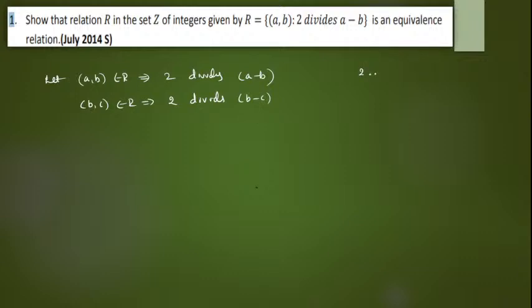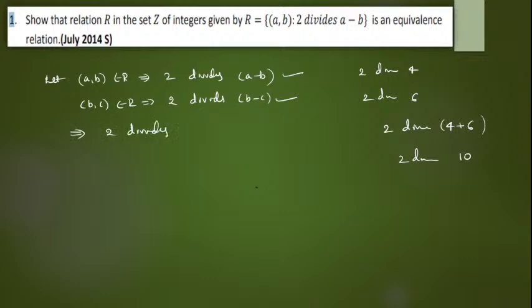You have to know that if 2 divides 4 and 2 divides 6, then definitely 2 divides their sum also, 4 plus 6, that is, 2 divides 10 also. In the same concept, if 2 divides a minus b and 2 divides b minus c, this implies 2 divides the sum of those two numbers, that is, a minus b and b minus c also. Here minus b and plus b get cancelled, so what remains? 2 divides a minus c.